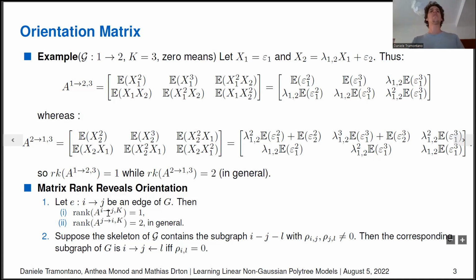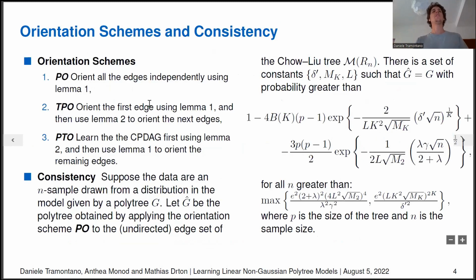So leveraging these properties and the classical v-structure search that is made by testing for independence of the variables, we build three different orientation schemes that differ from each other in the amount of information that they get from pairwise orientation against the information that they get from independence testing.